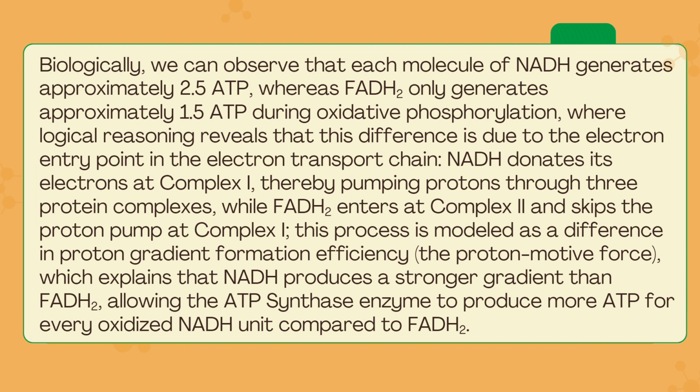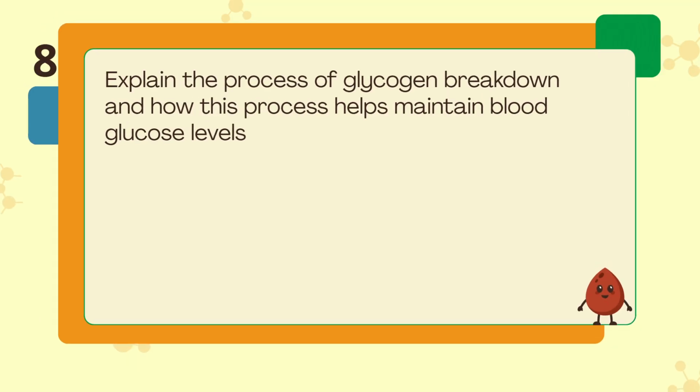This process is modeled as a difference in proton gradient formation efficiency, the proton motive force, which explains that NADH produces a stronger gradient than FADH2, allowing the ATP synthase enzyme to produce more ATP for every oxidized NADH unit compared to FADH2. Next, question number 8.